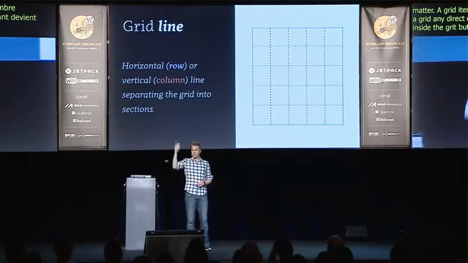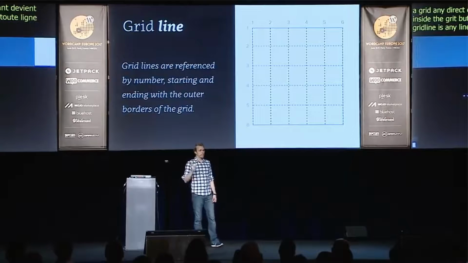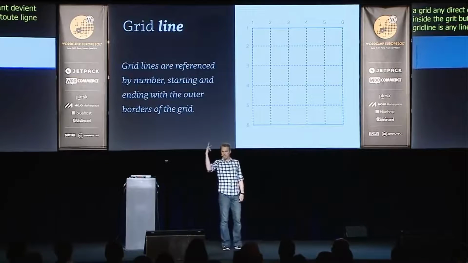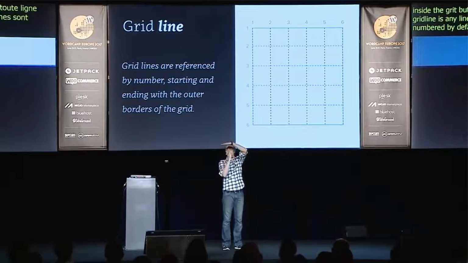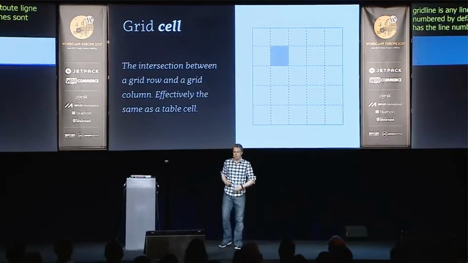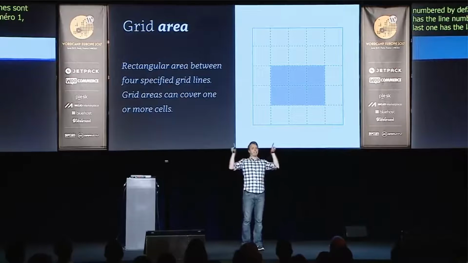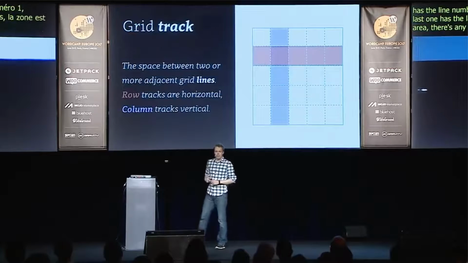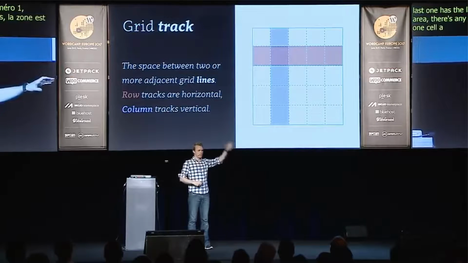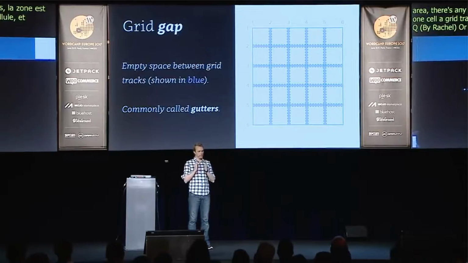A grid line is any of the lines you draw inside the grid, horizontal or vertical. The grid lines are numbered by default, so the first edge of the grid, either vertical or horizontal, has the line number 1, and then you just count them, 2, 3, 4, 5, 6, and the last one has the last number. A grid cell is any cell inside the grid. A grid area is any defined rectangular area inside the grid that covers more than one cell. A grid track is either a horizontal track or a vertical track, so a row or a column. And a grid gap is the space between each of the cells if you choose to add, basically, gutters.